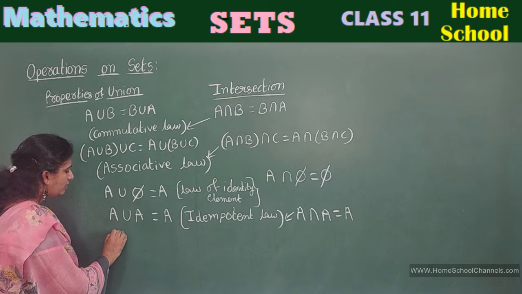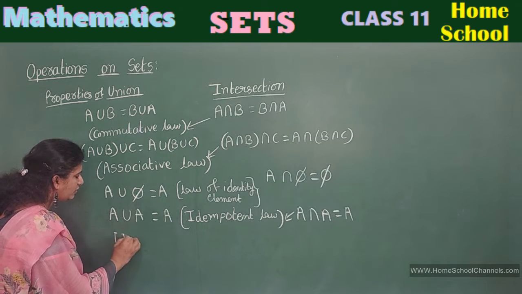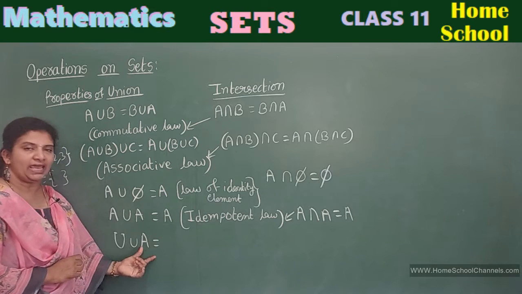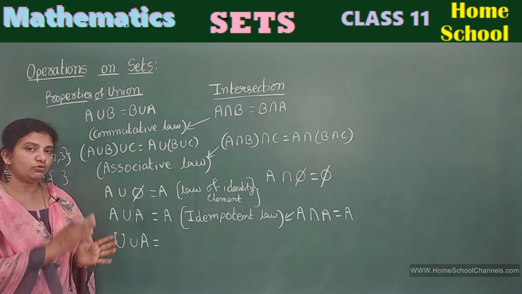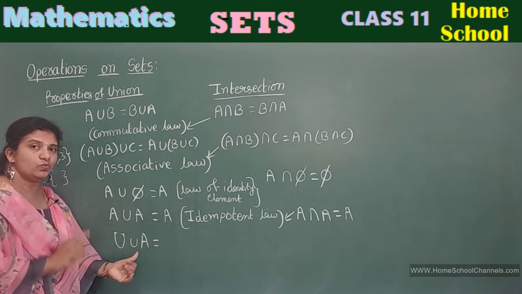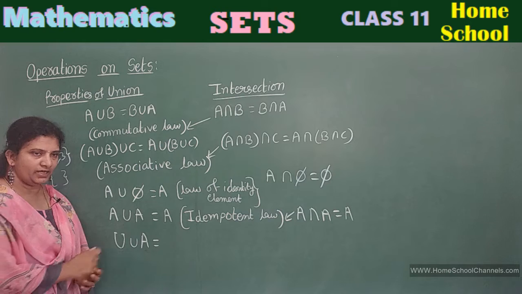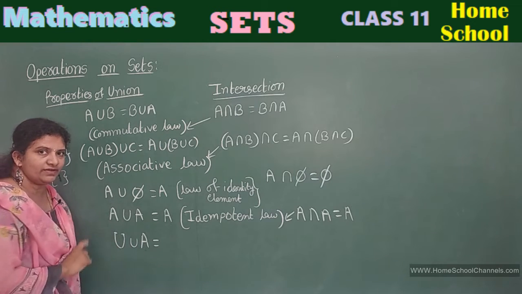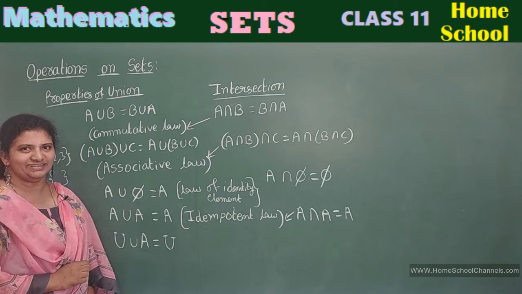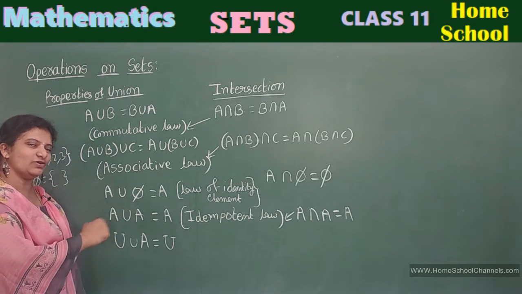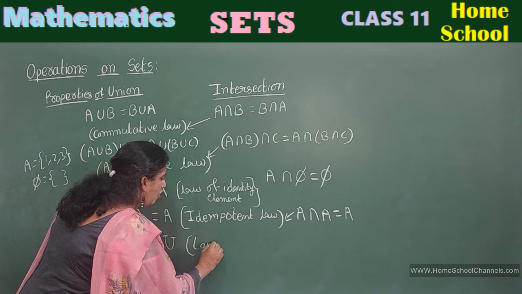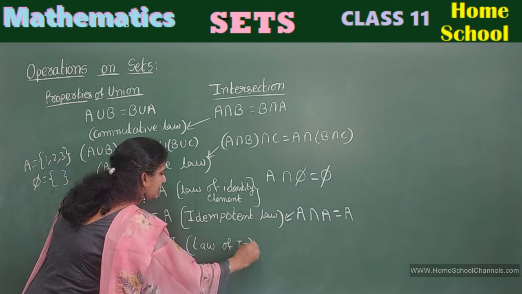Next one. Universal set union A. Observe here, the universal set contains all the subsets, and A is one of the subsets. When you do union for these two sets, your result will be the universal set, since A is also a subset of the universal set. This is called the law of universal set.